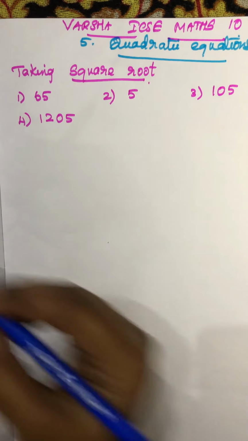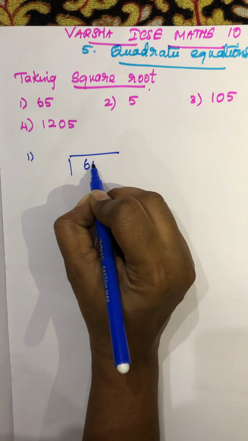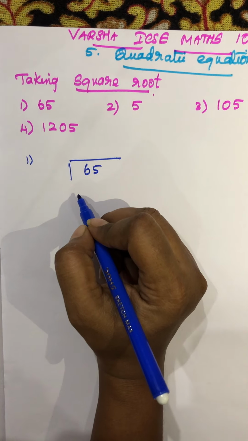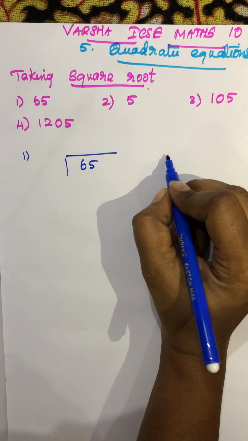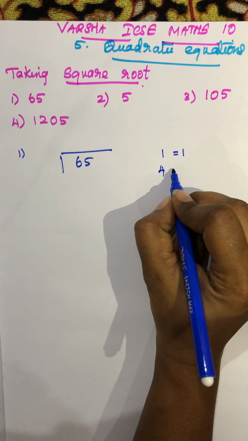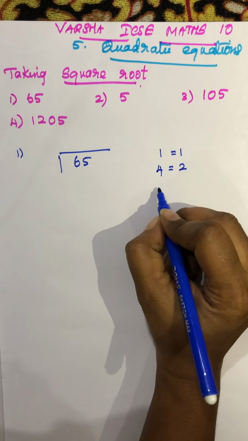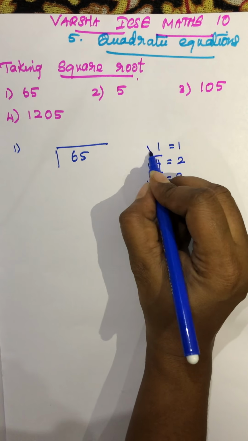Yes. So I'm going to take 65. The first one is 65. We are going to take the square root of 65. See students, what is the square root of 1? That is 1. What is the square root of 4? That is 2. What is the square root of 9? That is 3.